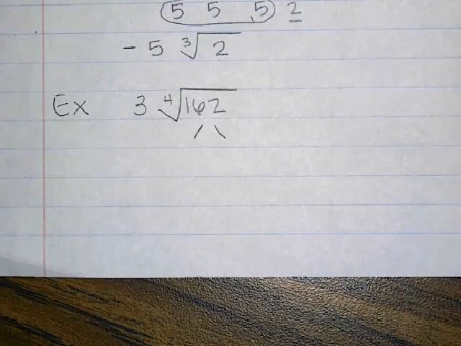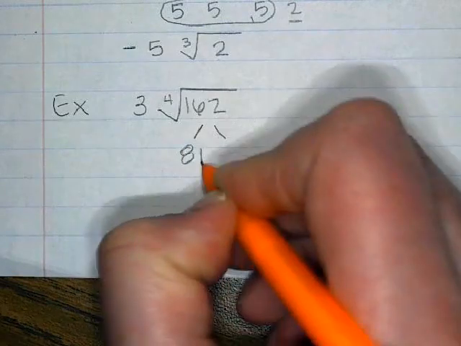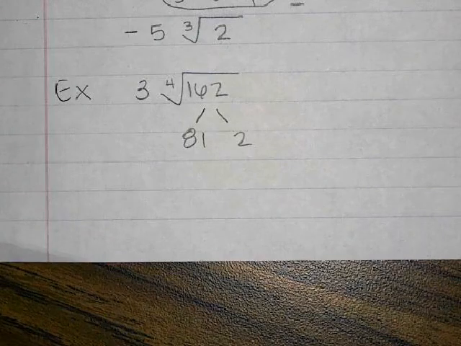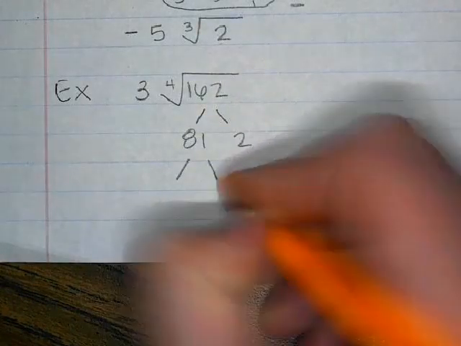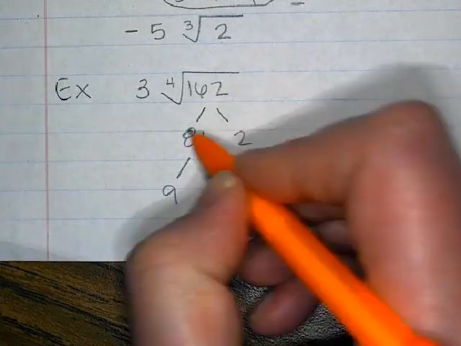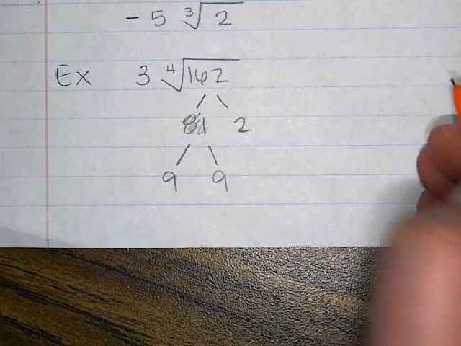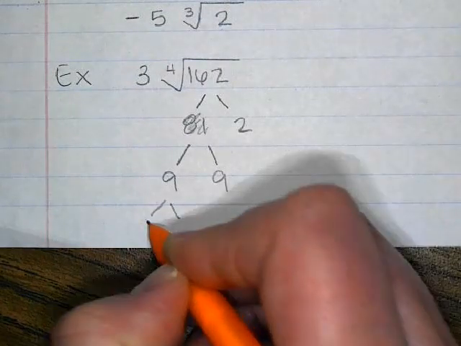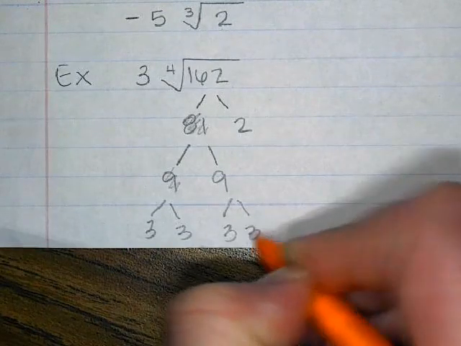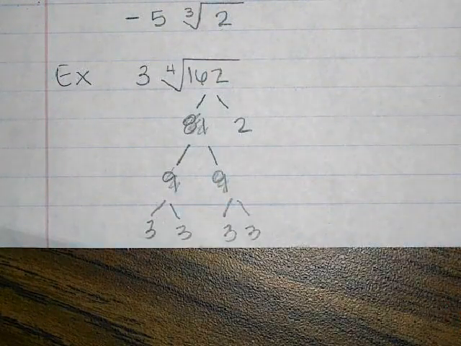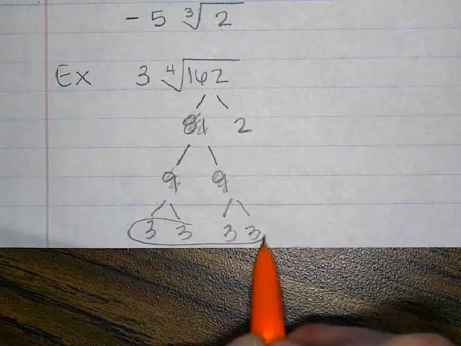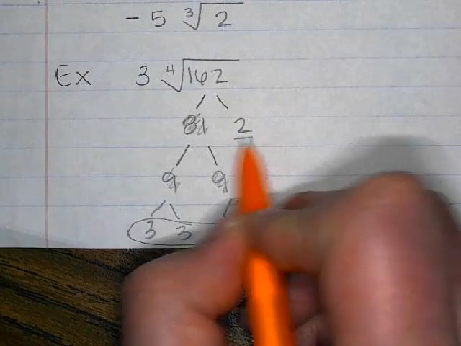81 and 2. Okay. Break down 81. What do we get? 9 and 9. Okay. Break down the 9s. What do we get? 3 and 3. Okay. So since it's a 4th root, we're looking for quadruples. So I have a quadruple of 3s and a leftover 2.